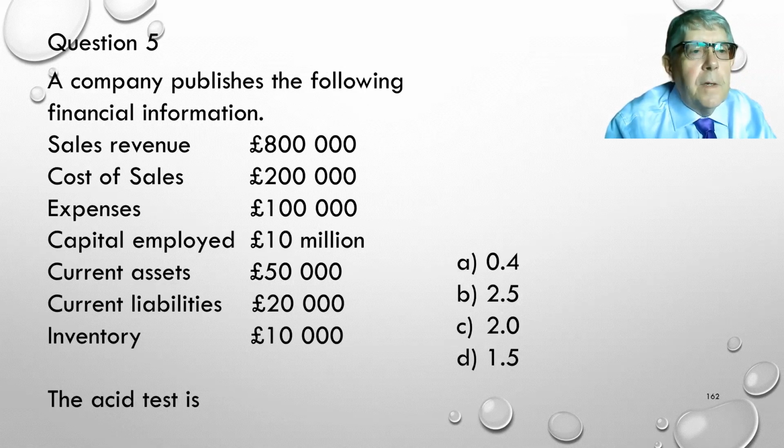Question 5. A company publishes the following financial information. Sales revenue, 800,000. Cost of sales, 200,000. Expenses, 100,000. Capital employed, 10 million. Current assets, 50,000. Current liabilities, 20,000. Inventory, 10,000. The acid test is A, 0.4, B, 2.5, C, 2.0, or D, 1.5.